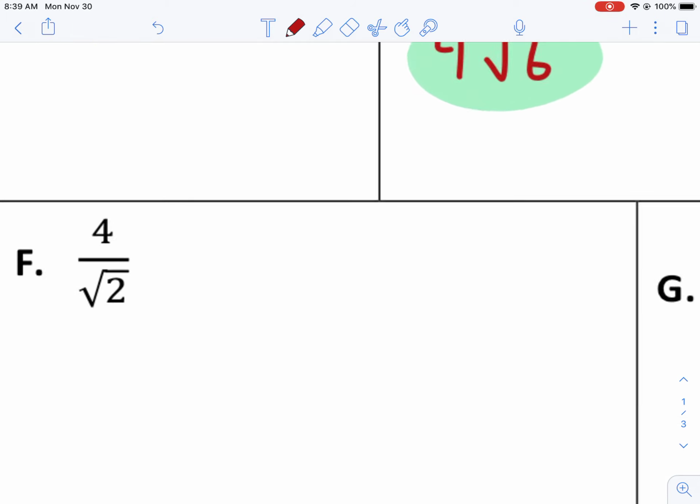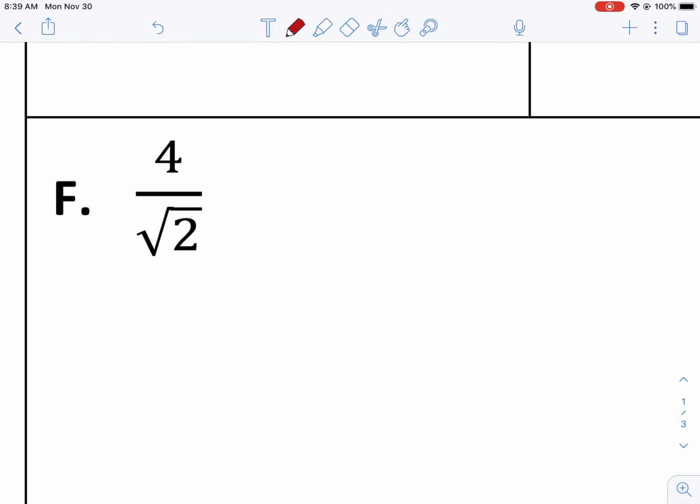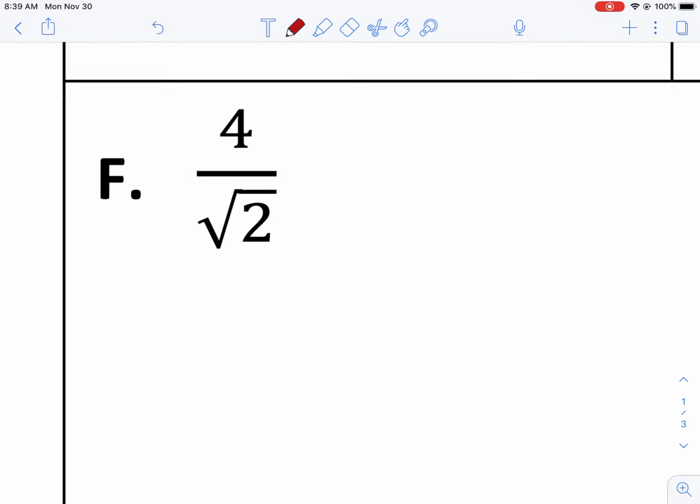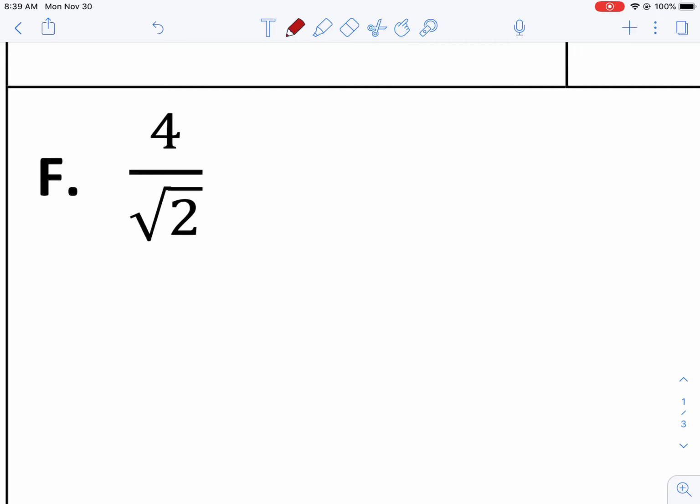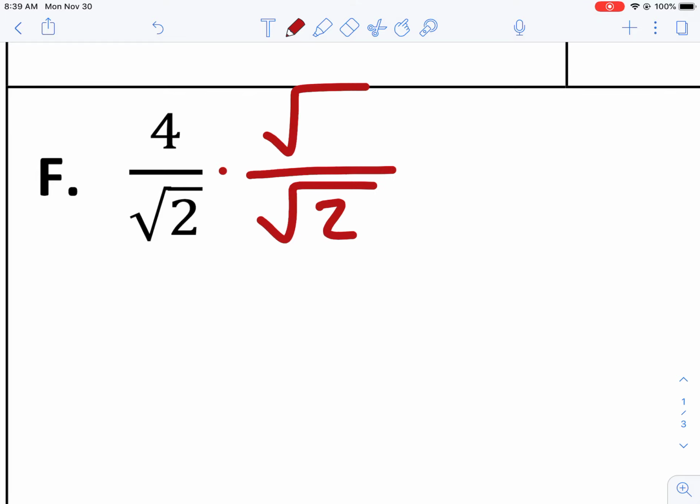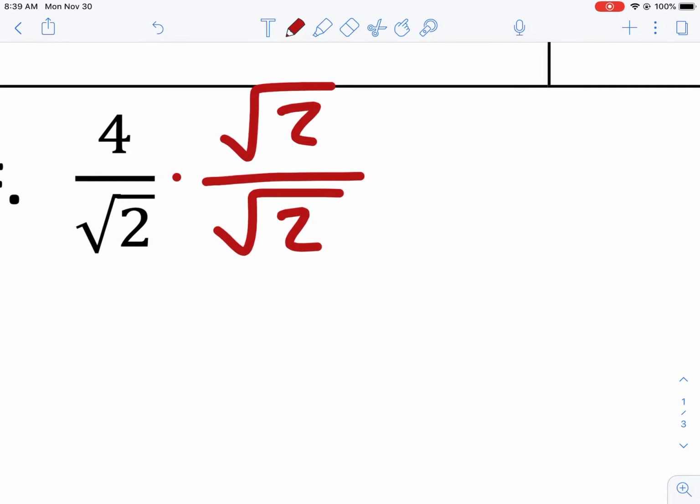Let's go over these last couple. I don't think we went over this before. If you have a radical on the bottom, you don't actually want there to be a radical on the bottom. So you have to do this thing called rationalizing your denominator. I honestly can't remember if we've talked about this year. This has been a crazy year.